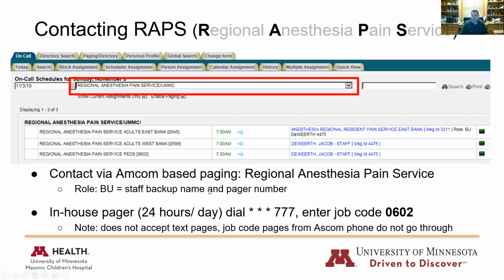Otherwise, you can use the in-house pager with a job code of 0602. This one only accepts phone numbers, no text pages, unfortunately.